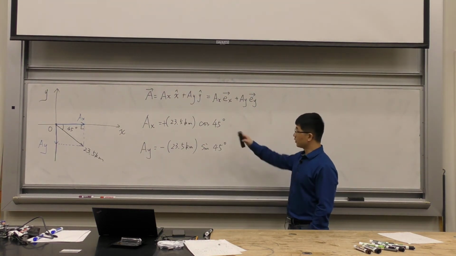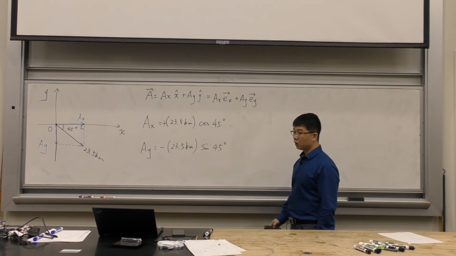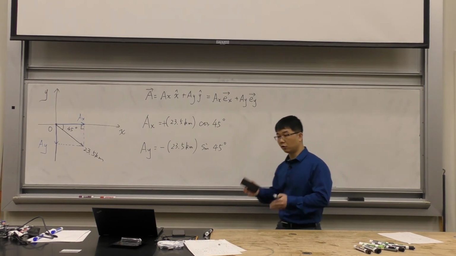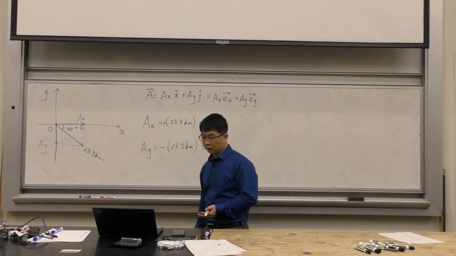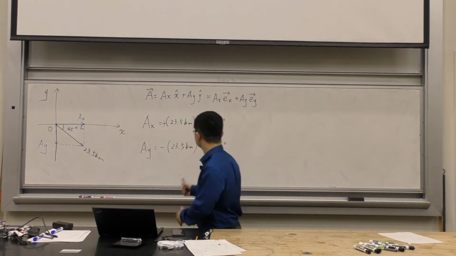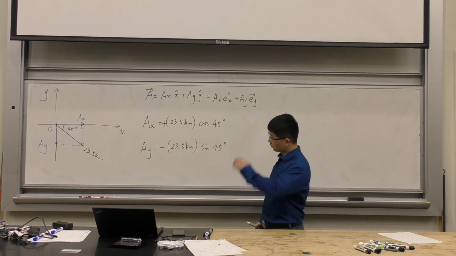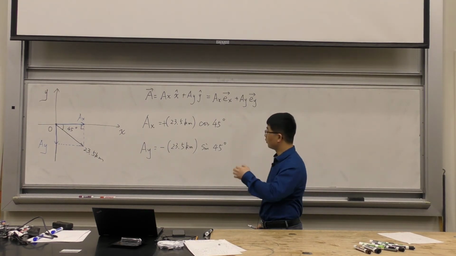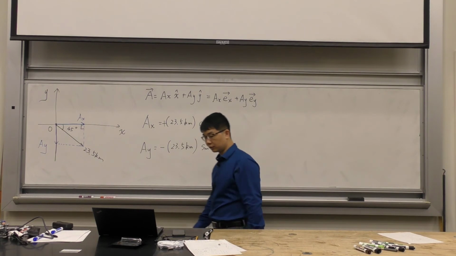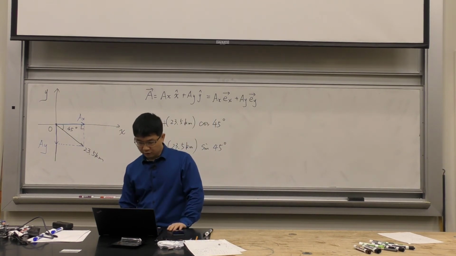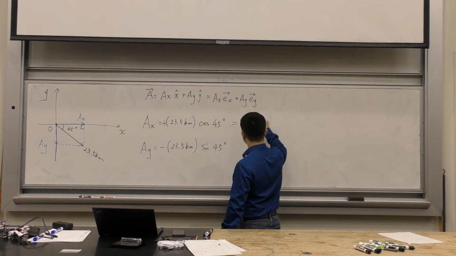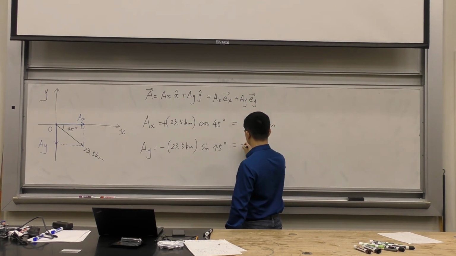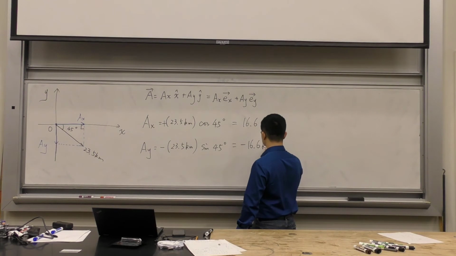And then I tell you these two components, you know all the information about this vector. You can also draw this vector on your own if you don't have this, right? So now you can put these numbers in your calculator and find these components, and then you can find the answer. So what is the right answer? This one is going to give you 16.6 kilometers. This is going to give negative 16.6 kilometers.